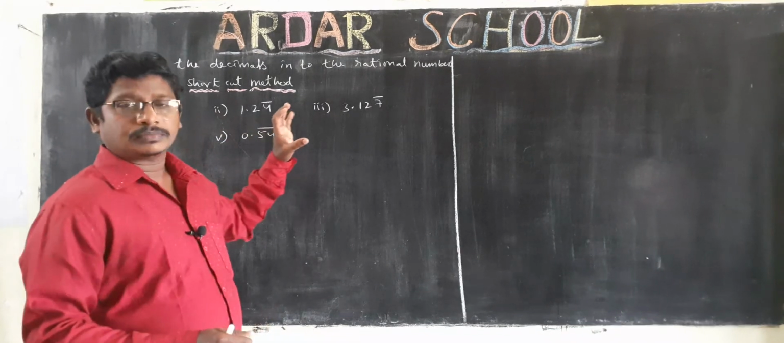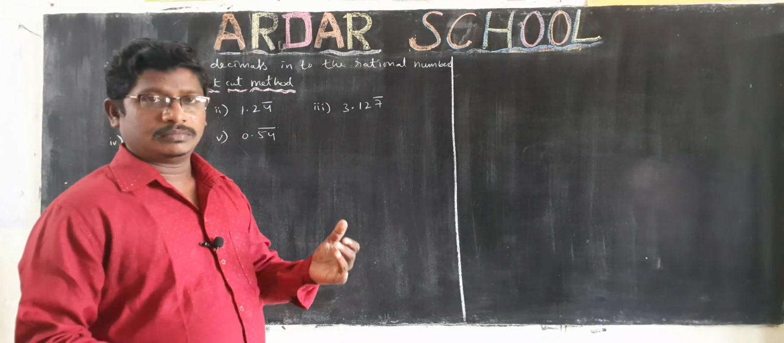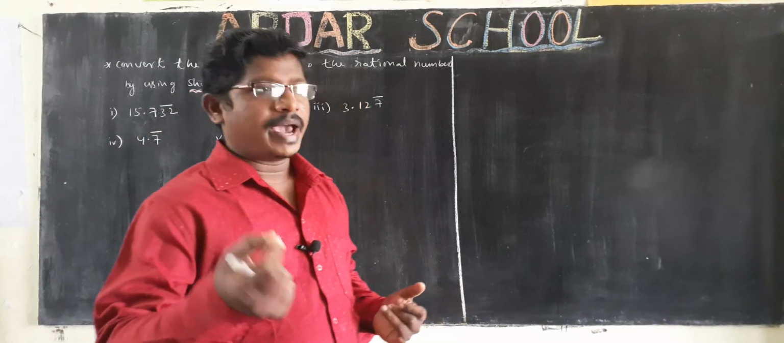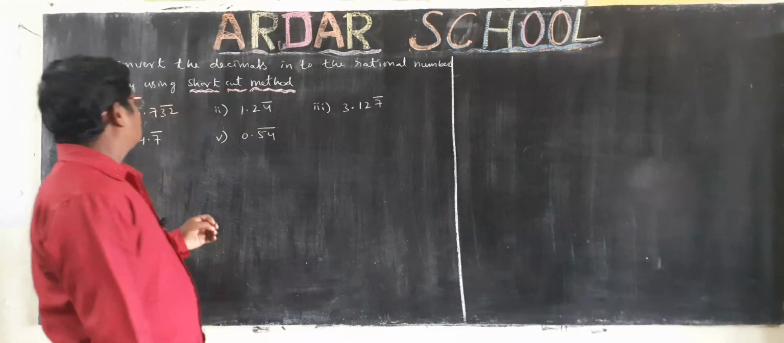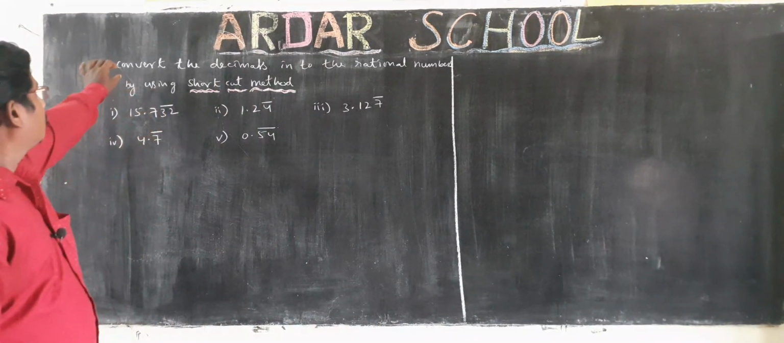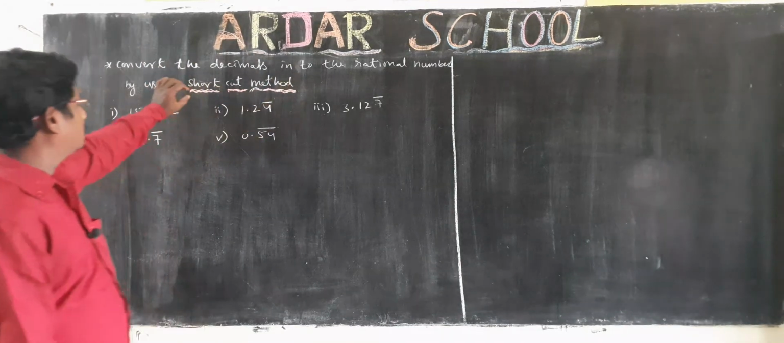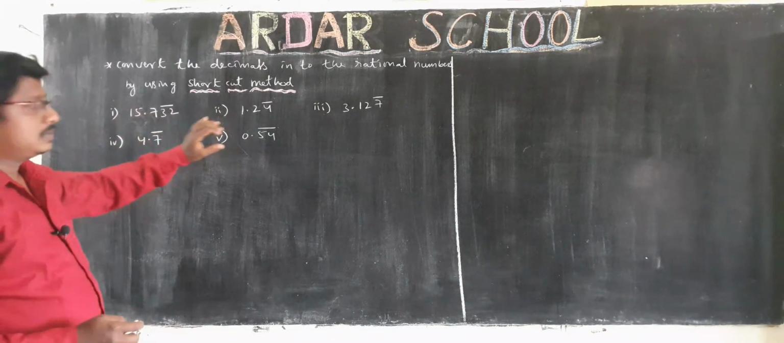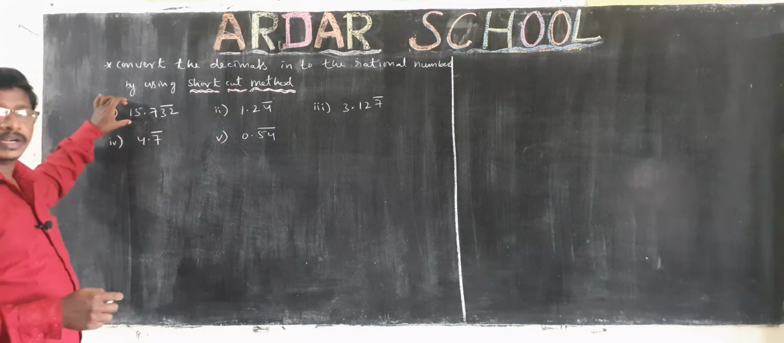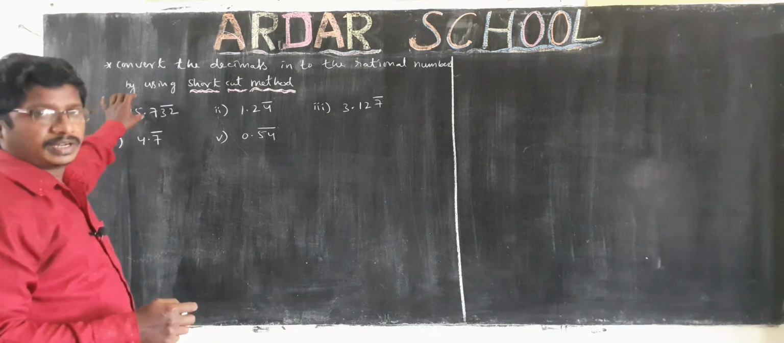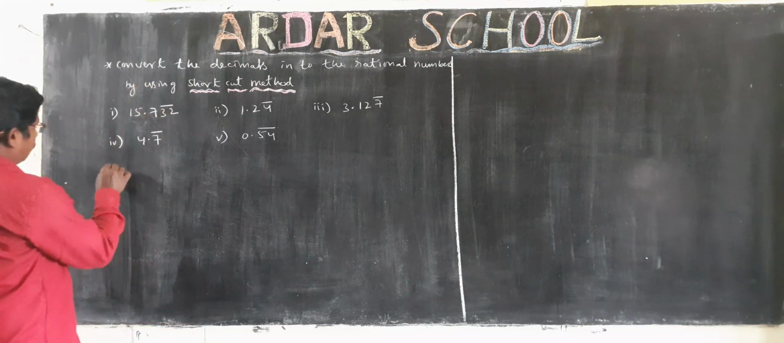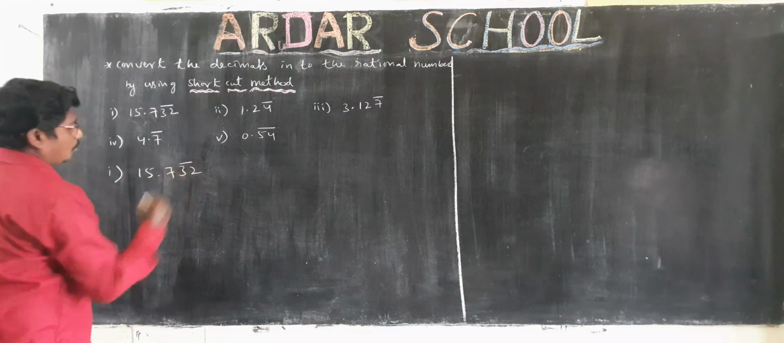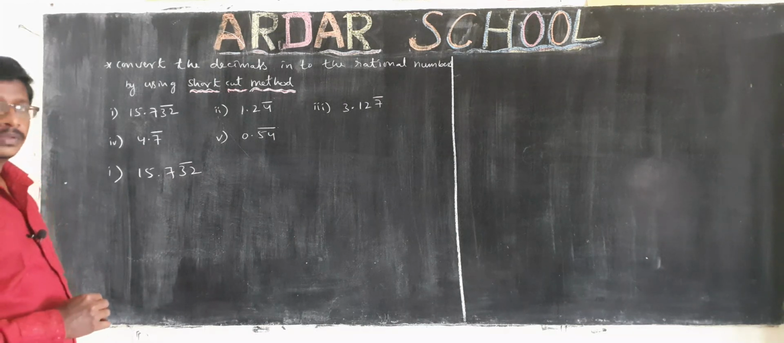This method is used in competitive exams like Maths Olympiad and similar exams. So, how do we convert decimals into rational numbers using the shortcut method? I have already taken 5 examples: non-terminating decimals, non-terminating recurring decimals. Take the first one, 15.732 bar.